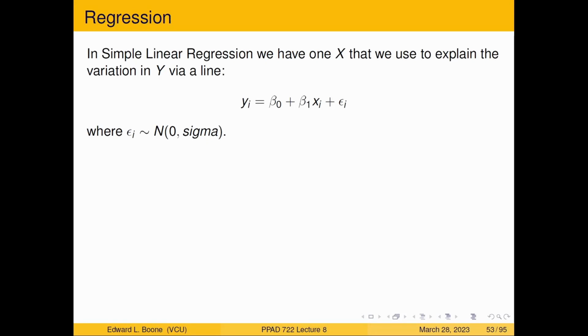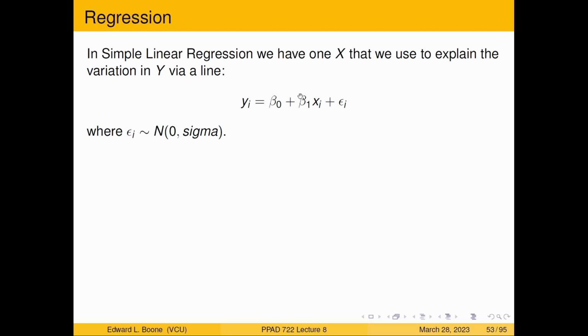Welcome to this video tutorial on regression. Now what we're going to look at this time is multiple linear regression. But first, let's remember in simple linear regression, we're interested in when we have one x variable that's going to explain the variation in y via a line, and this is the equation of a line: yi equals beta 0 plus beta 1 xi.